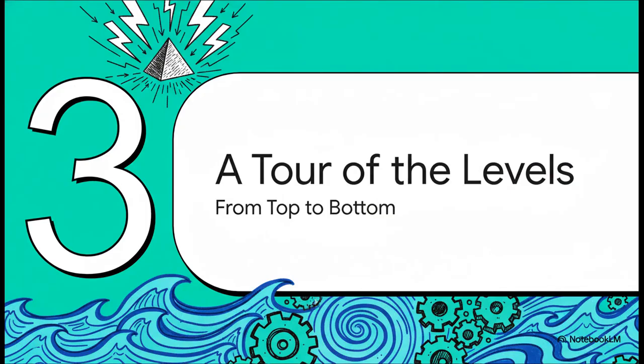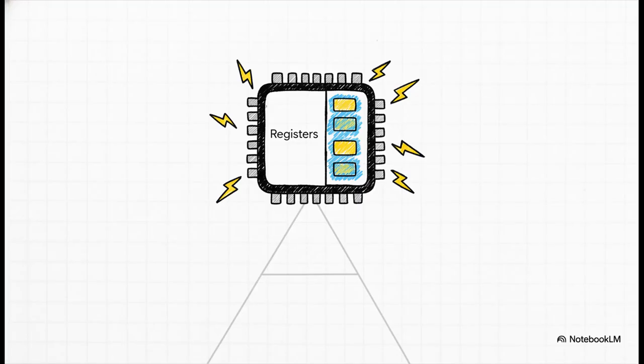All right, you ready? Let's take a tour of this pyramid. We're going to start right at the top, at that lightning-fast peak, and work our way all the way down to the huge, slower base. Okay, level 0, the absolute pinnacle. This is as high as you can go. We're talking about registers. This is, without a doubt, the fastest, most VIP memory in the whole computer.